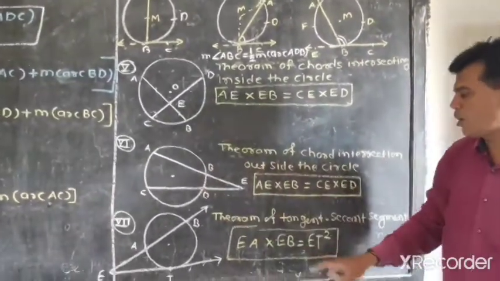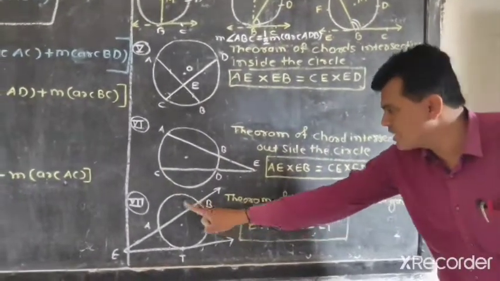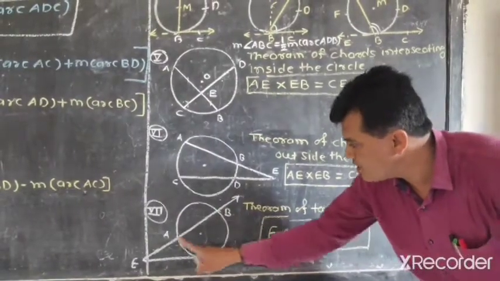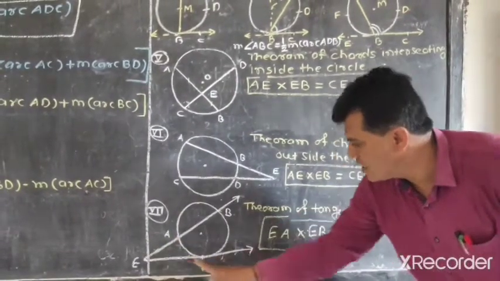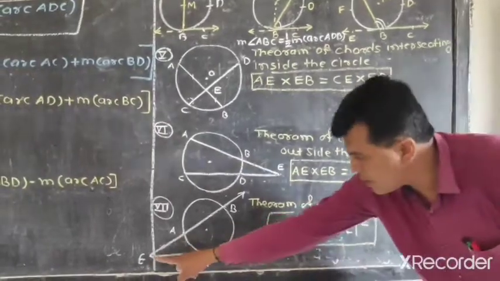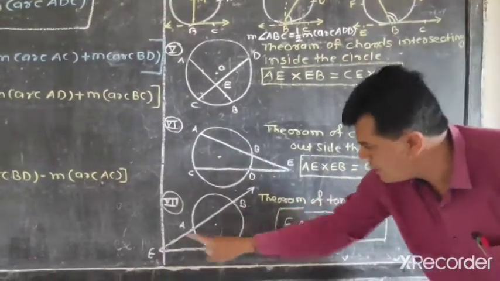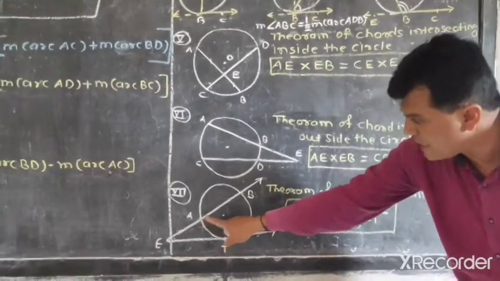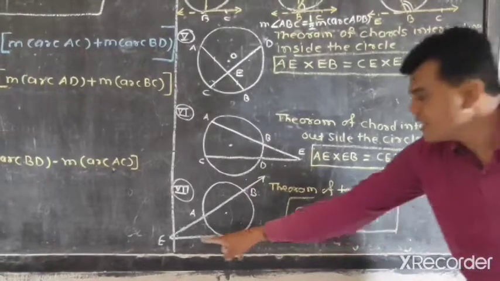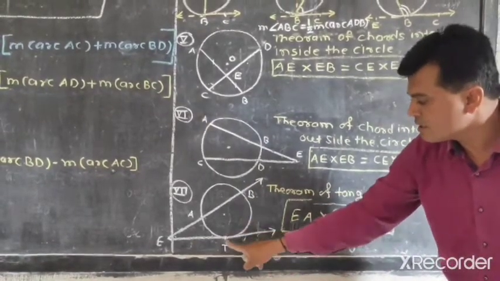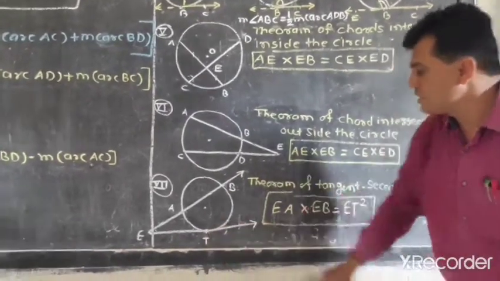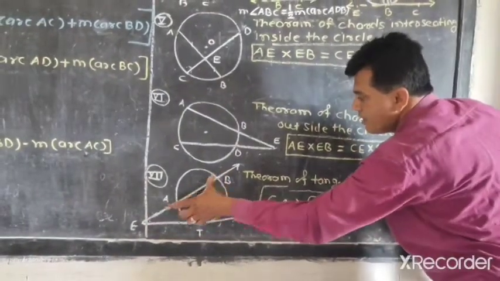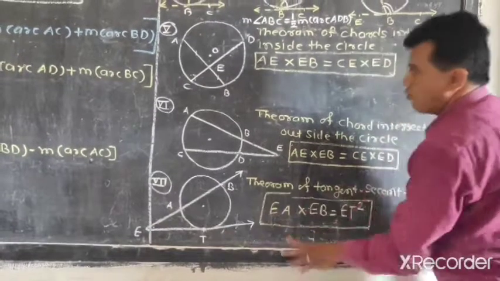Then the seventh theorem is known as the tangent segment theorem. AB is a secant and ED is the tangent. Ray EB is the secant intersecting the circle at points A and B, and ED is the tangent intersecting at point T. Then the theorem of tangent secant segments: EA multiplied by EB is equal to ET square.